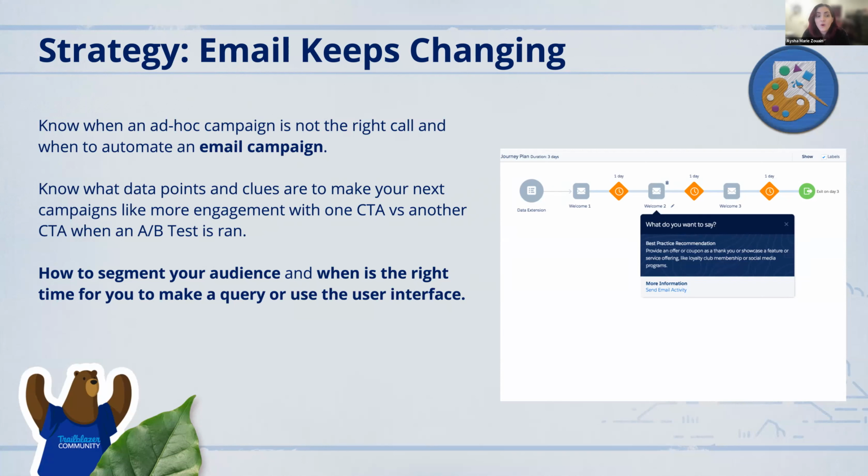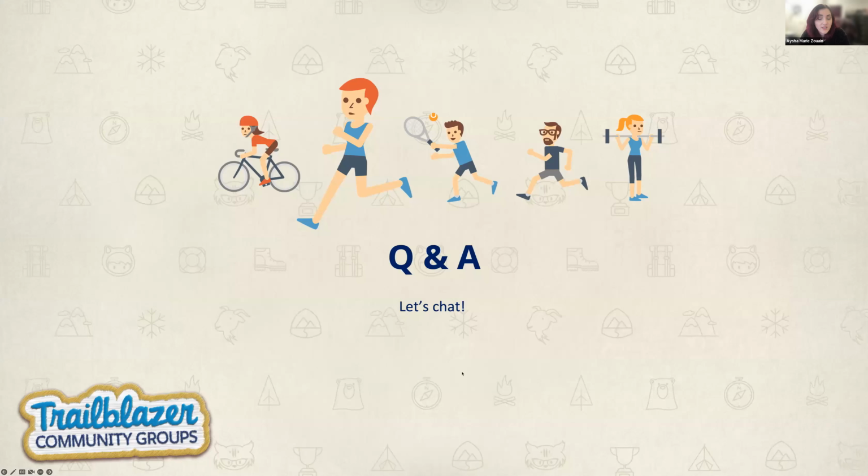It's about when it's the right time to make a query or use the actual interface of Marketing Cloud in Email Studio to send something specifically. Like, this is a data extension and we're going to send to a filtered data extension. Examples like that.